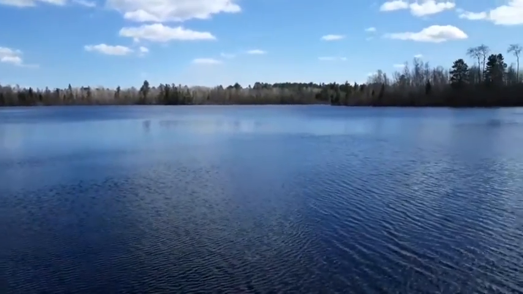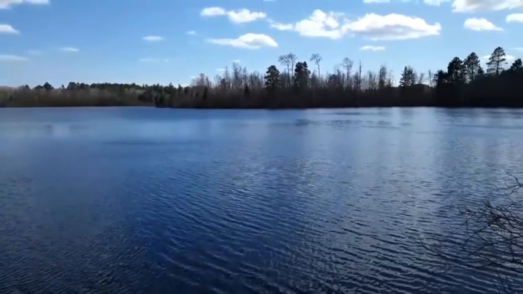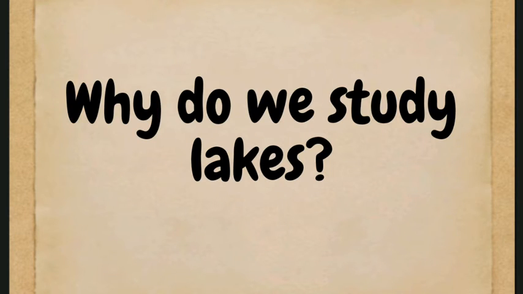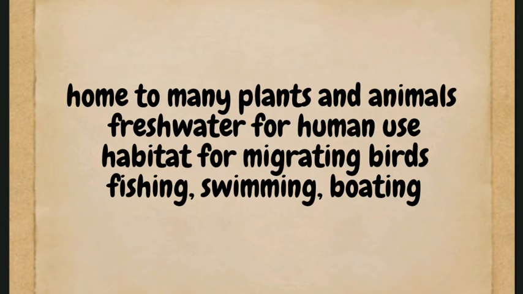This not only involves what is in the lake, but also around it. One can look at the plants, animals, lake temperature, amount of sunlight available, levels of chemicals present, and water clarity. We study lakes to determine the overall health of them. Lakes are important because they are home to many plants and animals.